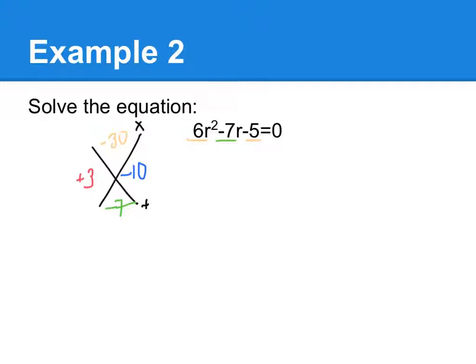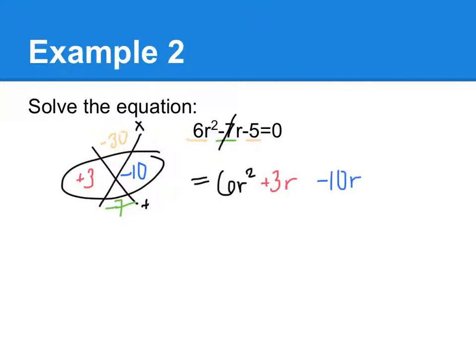So now let's rewrite this. Let's split the middle. So we're going to have 6r squared plus 3r minus 10r minus 5 equals 0. Don't forget that we're setting it equal to 0.